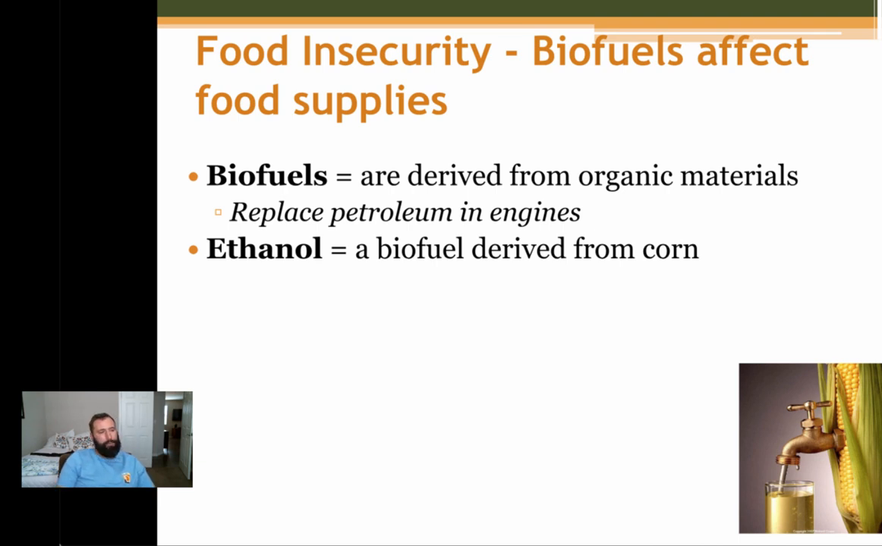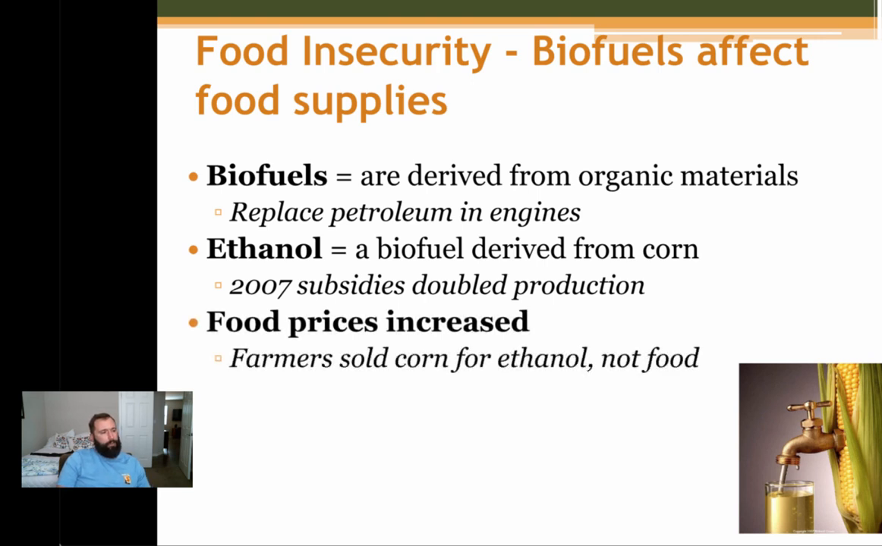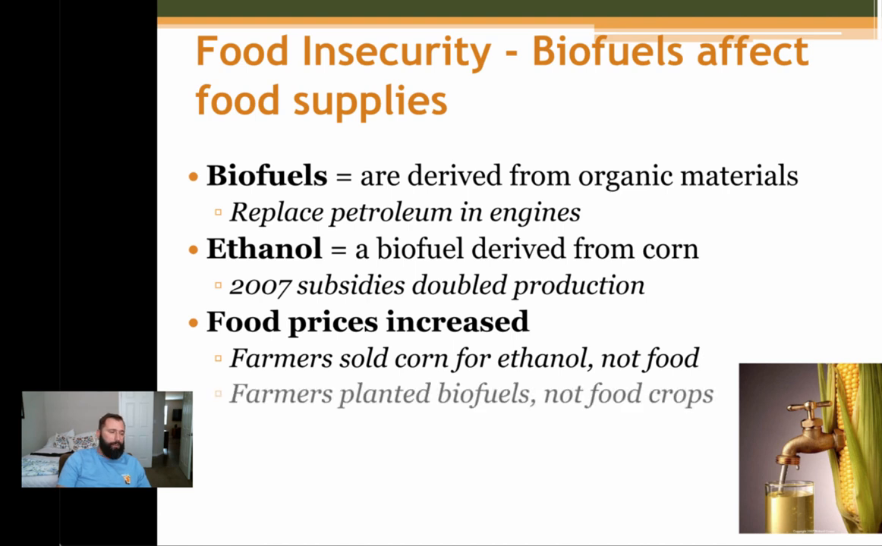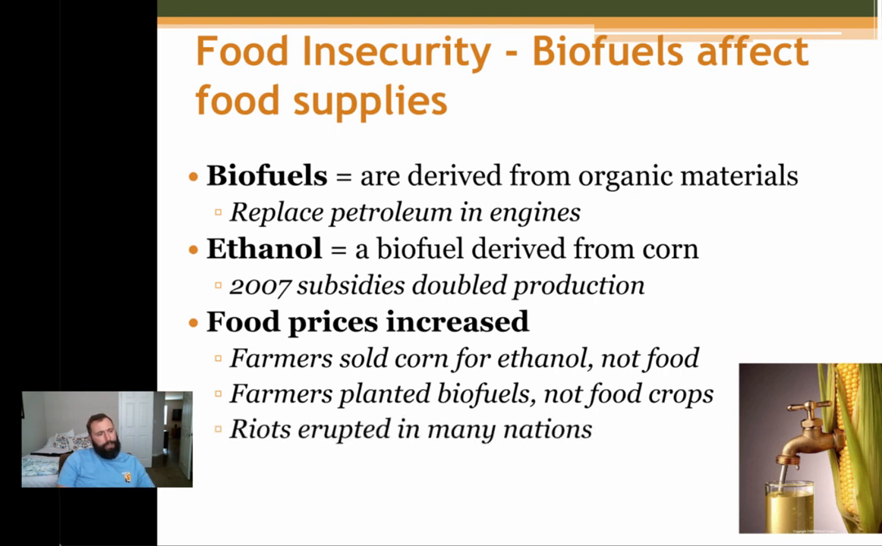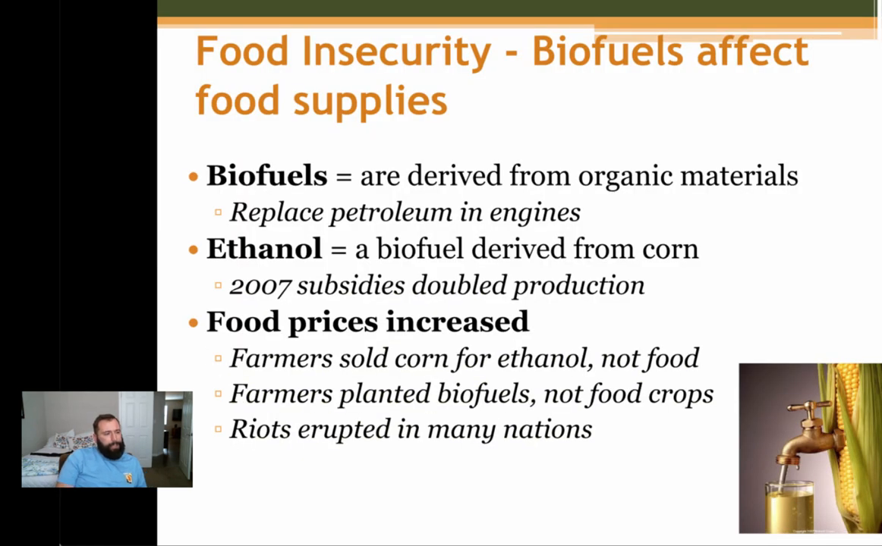Ethanol is a biofuel derived from corn. And we were able to double production due to some subsidies. What happened? Food prices increased. The farmers sold corn for ethanol, not food. And farmers planted different plants that can be used for biofuels instead of food crops. And this caused some riots in some nations, but it's kind of an interesting thing to think about, right?